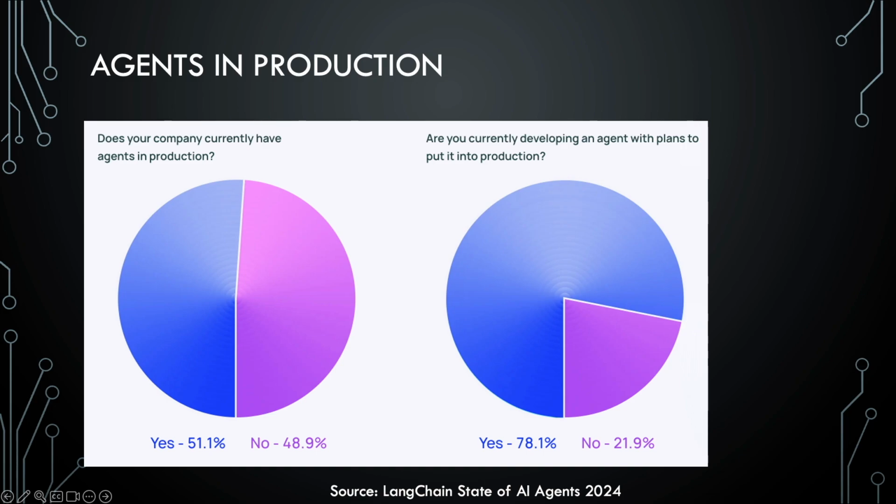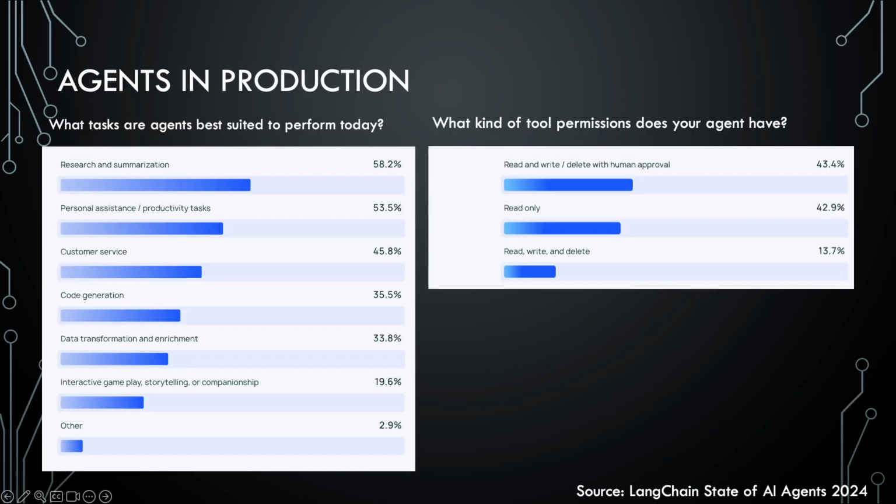According to adoption statistics from a LangChain survey, approximately 50% of surveyed companies have agents in production, while about 80% of companies are actively developing agents with production plans. The most common use cases are quite interesting. Research and summarization is the most popular use case. Personal assistance and productivity tasks come next. Customer service is also common. Data enrichment and transformation is another popular application. Code generation accounts for only 35% of use cases, which is interesting given all the hype around it. Interactive gameplay rounds out the common use cases.